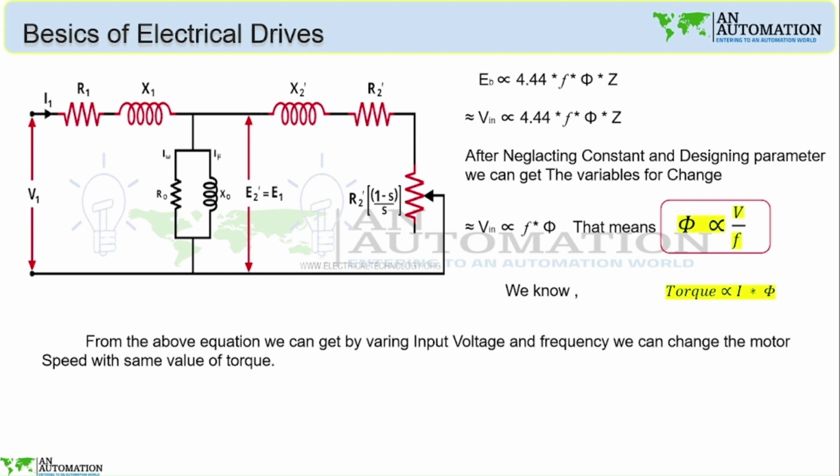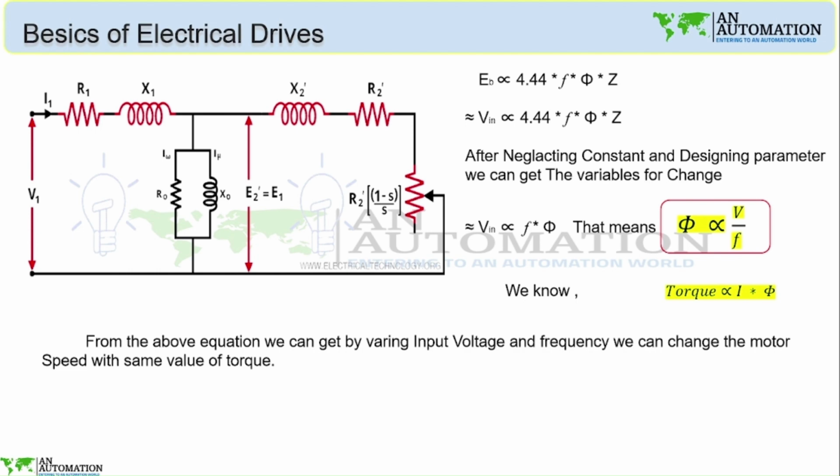That means phi equals V by f, and from this V by f equation we get the VFD, the V by f control method. Now what is the V by f control method and why do we use it? Phi is directly proportional to the voltage and inversely proportional to the frequency. As per the last equation, Ns equals 120 f by p. So we can easily get that if we change the frequency, we can change the speed of the induction motor.